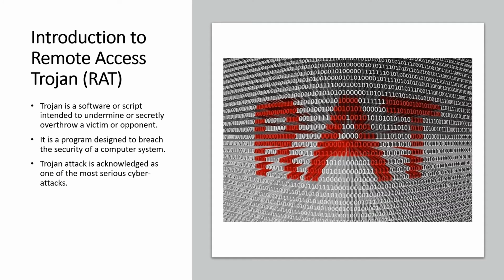Next is the introduction to remote access Trojans. A remote access Trojan is a malicious software suite that has a client-server mechanism and facilitates covert, unfettered, and unauthorized remote access to a victim's computer. RATs are used by attackers with malicious intent to surveil infected victims by recording audio, video, and keystrokes. In addition, RATs enable attackers to run services from the victim's computer. They are also capable of exfiltrating files and more. Trojan attacks are acknowledged as one of the most serious cyber attacks.